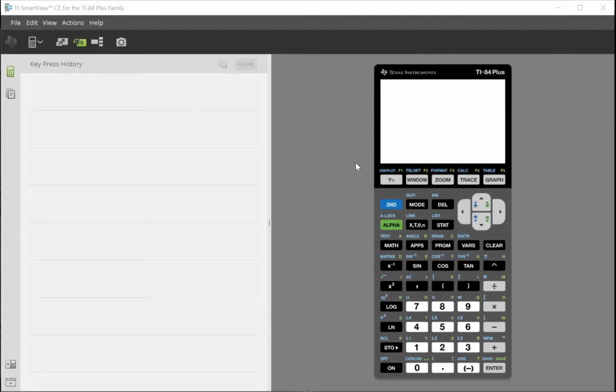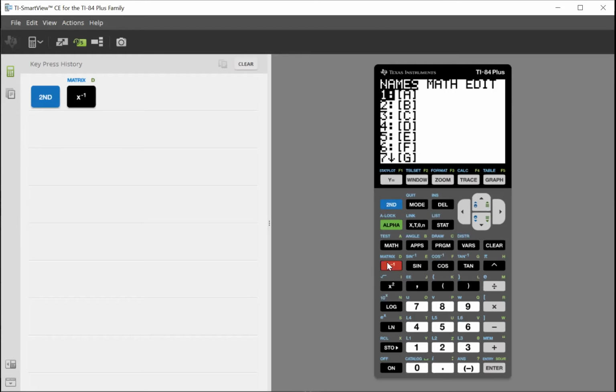All right. So the first thing we got to do is put those numbers into what we call a matrix. To get to the matrix, you're going to hit the second button and then the X -1 button. If you notice the X -1 button, right above it says matrix. So we're going to put these into the matrix. Now, you should be on this screen.